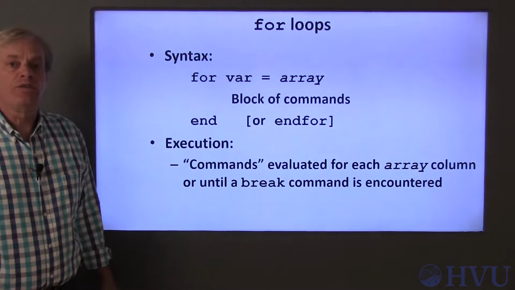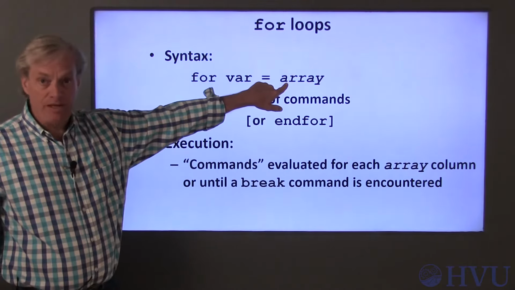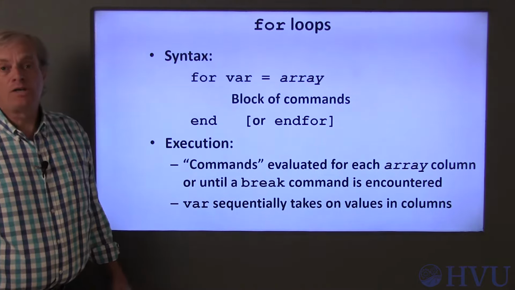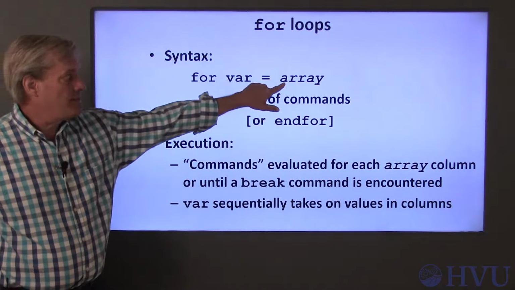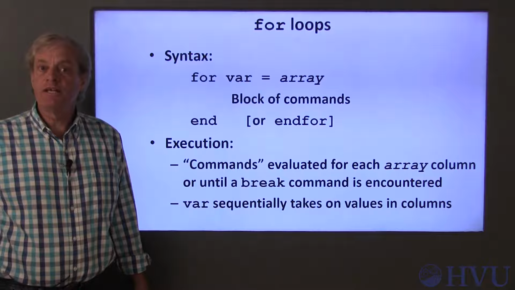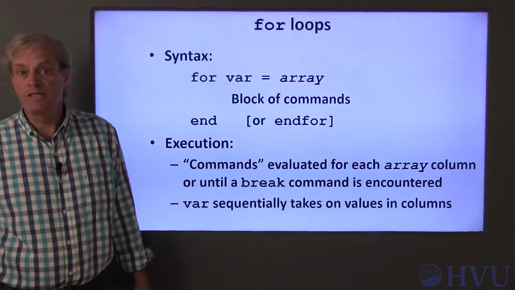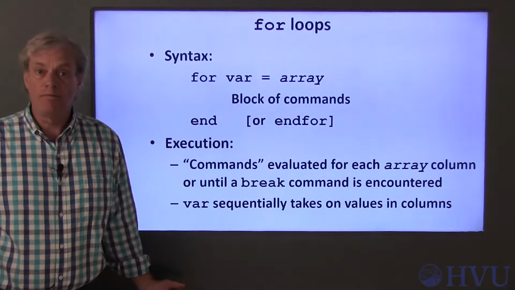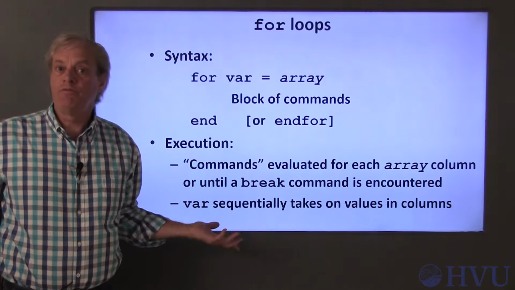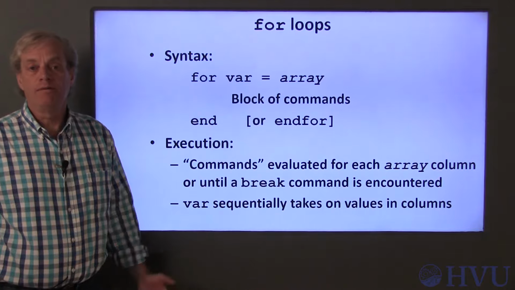When the code is executed, the commands inside the loop are evaluated once for every column in this array. Each time these commands are executed, var sequentially takes on the values in the columns of the array. So the first time through the loop, var can be a column vector containing the elements in the first column in the array. The second time through the loop, var contains the elements in the second column, and so on. In the special case in which array is a row vector, each column of the array is a scalar, and var successively takes on the values in the array.